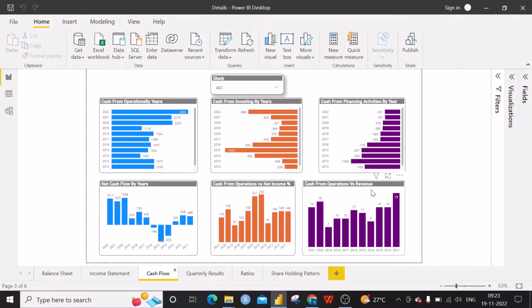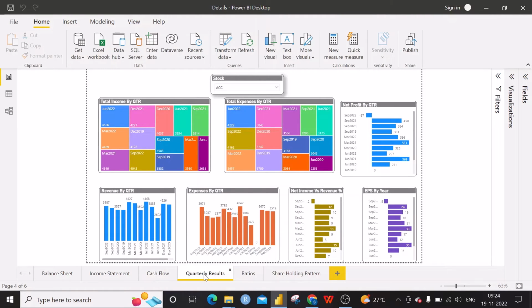And the next one is the cash from operations versus revenue. It is also an important ratio. It shows how much paisa would be made by selling a product, that is, how much paisa will be made with the selling of 1 rupee. In 2021 it is 14 percent, so the ratio is 14 paisa. That means the company is able to make 14 paisa out of 1 rupee of sales. That is somewhat good. And then we can move to the quarterly results.